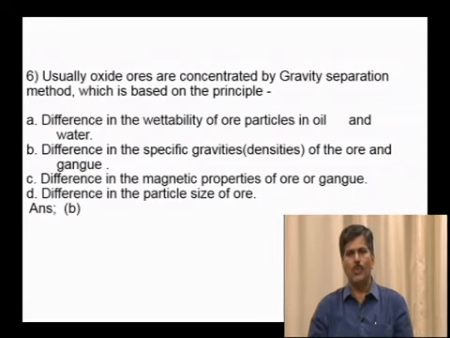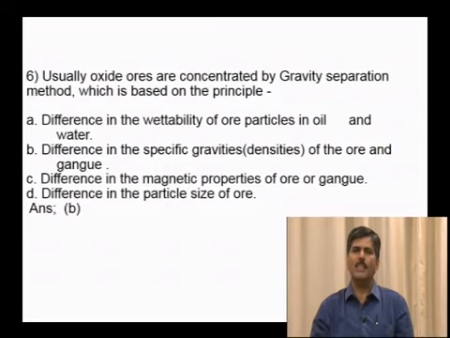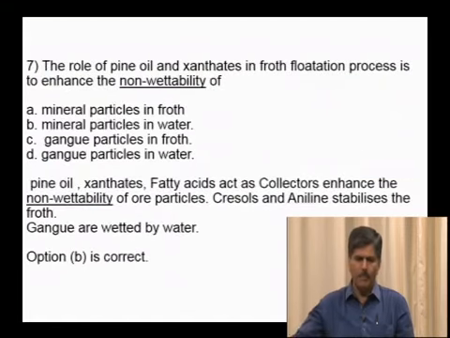The question asked here is on gravity separation. The principle in the gravity separation method is the difference in the specific gravities or densities of the ore and gangue. Therefore, option B is the correct option. The other three options are not correct. The first one is used in the froth flotation method. The third one is used in electromagnetic separation. The fourth one is general. It is not applicable to any method. Let us see the next one.